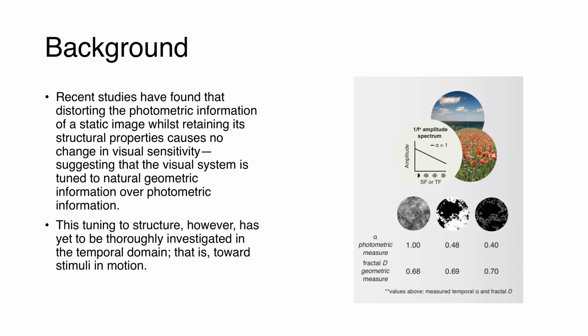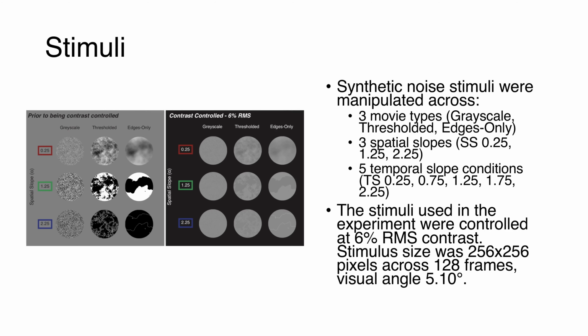But you can use these movies to gauge how tuned the visual system is to structure in time. That's what we did in the present study using 3 different movie types: grayscale, threshold, and edges only. We did this across 3 different spatial slope conditions, the rows here, and 5 different temporal slope conditions ranging from 0.25 to 2.25. We also contrast controlled the stimuli at 6% RMS contrast.